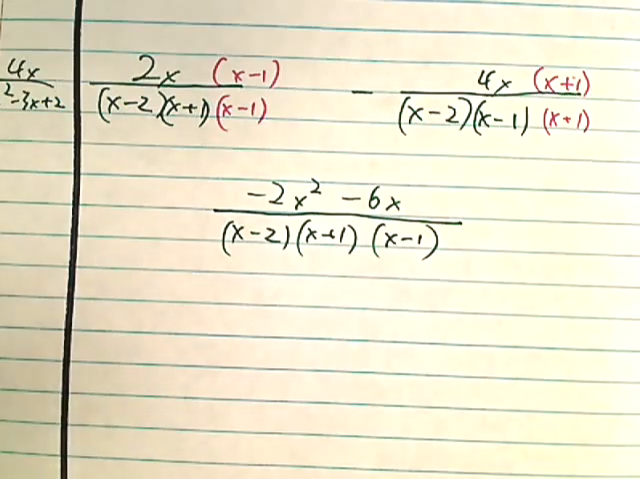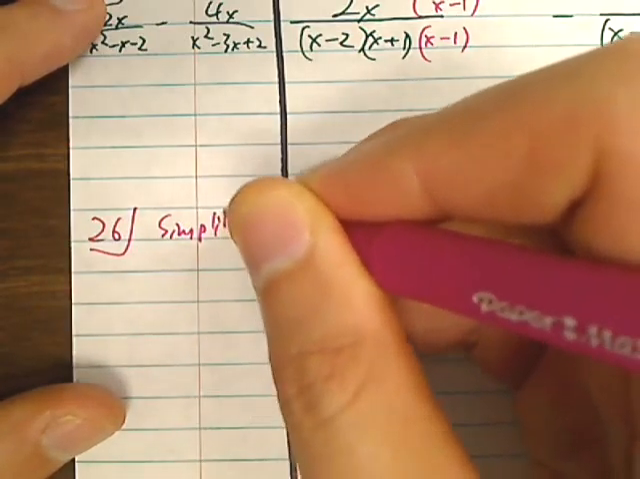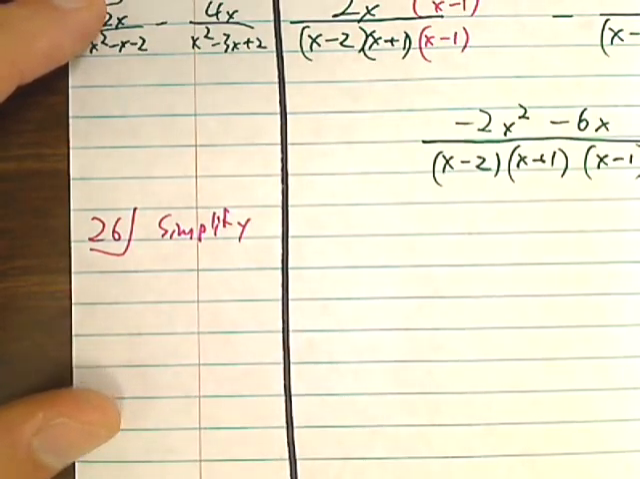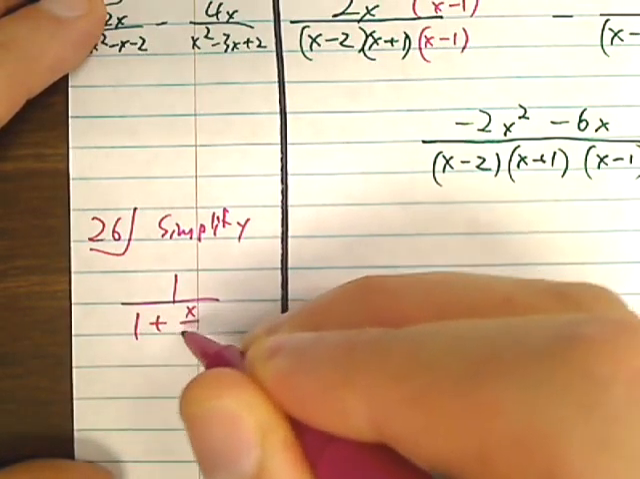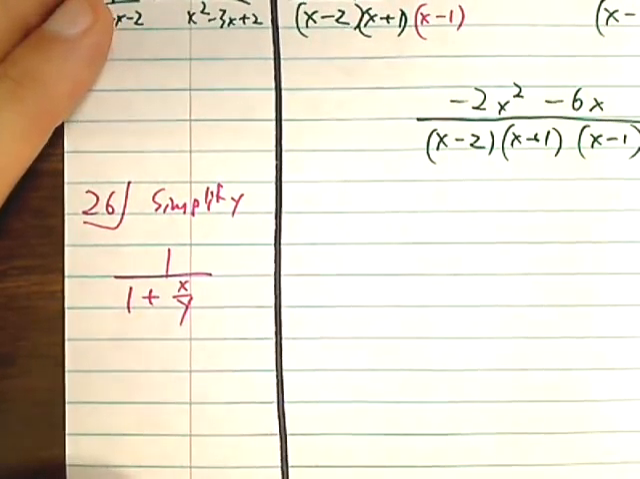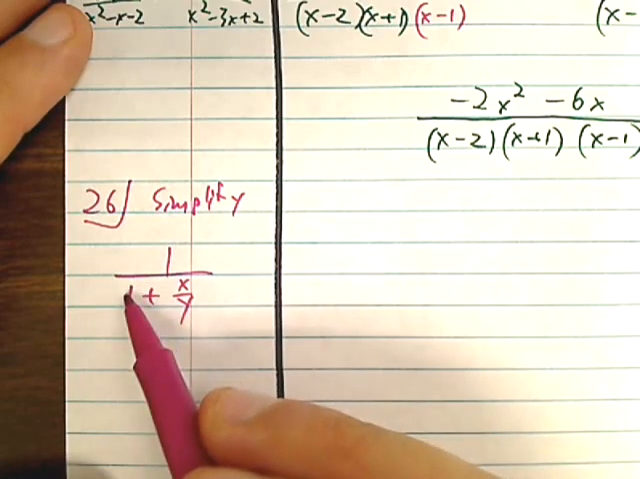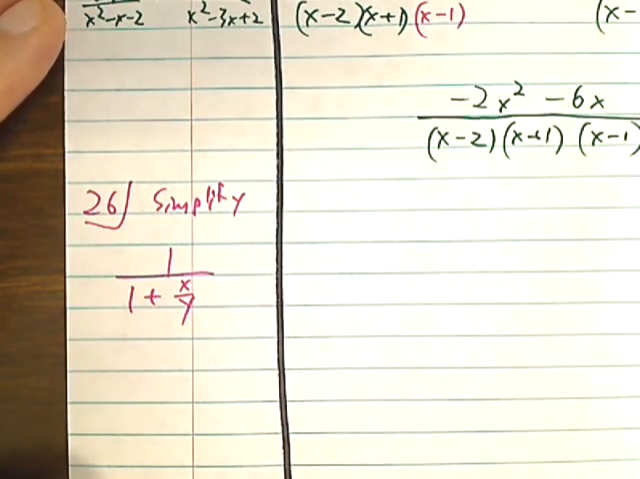One more example. Number 26. Simplify 1 over 1 plus x over y. Well, the common denominator of everything is just the one denominator you have of the three terms. So you have those three terms there. What is the common denominator? And multiply it. Go ahead and try that.